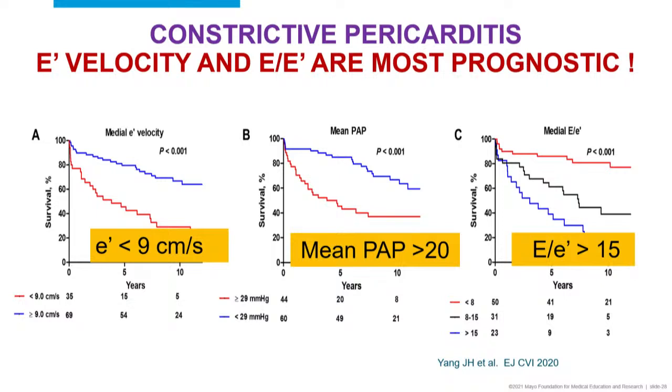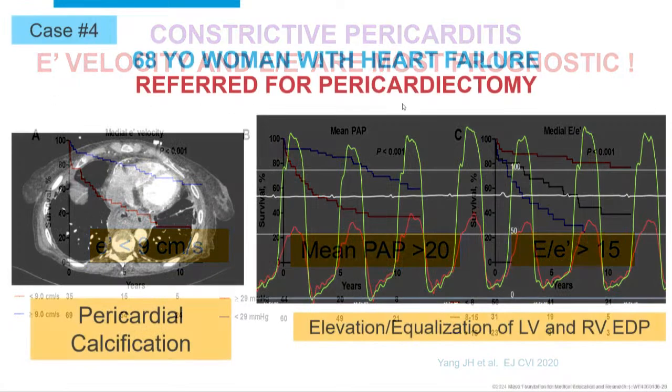Because if someone has constriction and the E prime velocity is more than 9 centimeters per second, meaning it's purely constrictive pericarditis, they do well with the pericardiectomy. But if it's lower, 6, 7, 8 centimeters per second, with hepatic vein Doppler showing constriction, and radiation patients, the CABG patients, are going to be big problems with the surgical procedures.